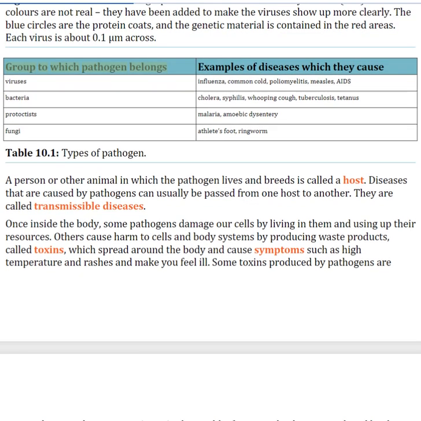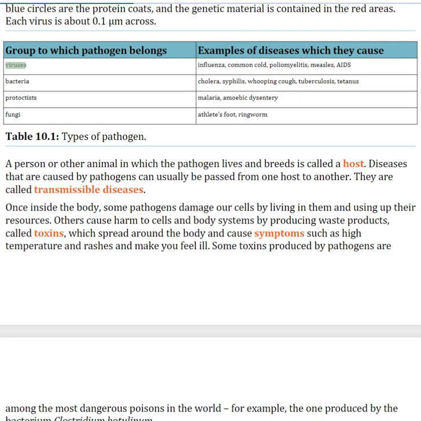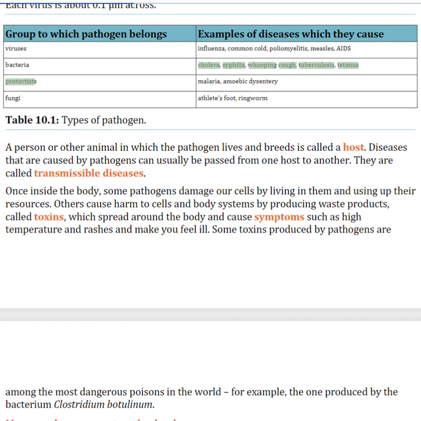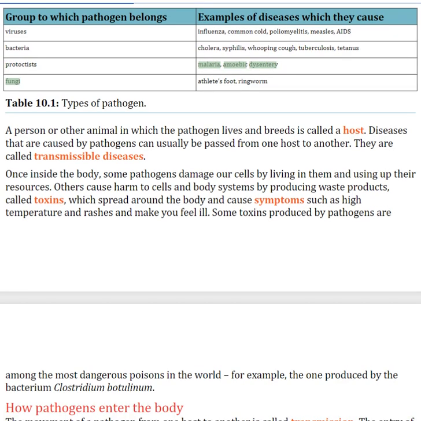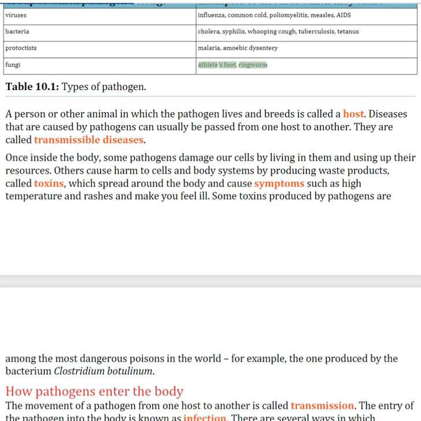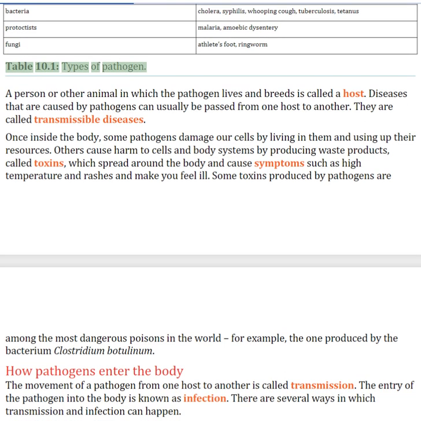Group to which pathogen belongs. Examples of diseases which they cause. Viruses: influenza, common cold, poliomyelitis, measles, AIDS. Bacteria: cholera, syphilis, whooping cough, tuberculosis, tetanus. Protoctists: malaria, amoebic dysentery. Fungi: athlete's foot, ringworm. Table 10.1, Types of pathogen.